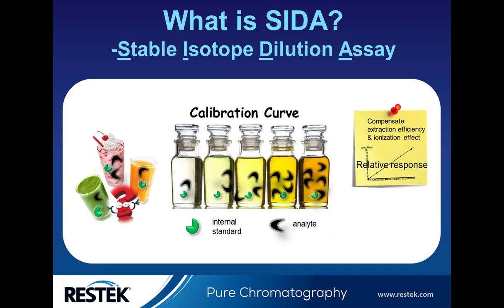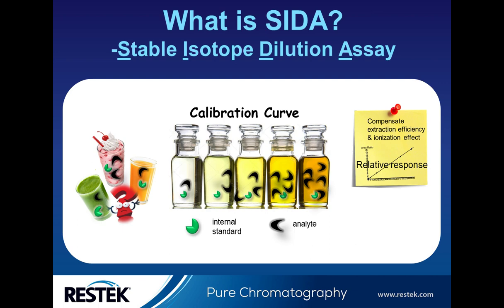Well, here I would like to remind you that this is the calibration curve that I prepared in the neat solution or solvent, not in any type of matrix. In this case, I build my calibration curve with the relative response of analytes and the internal standards. So then after I have my calibration curve, I can do my unknown.